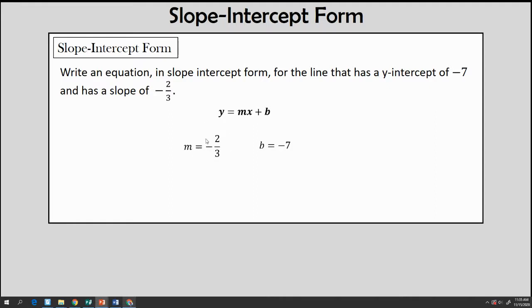So in place of m, I'm putting negative 2/3. In place of b, I'm putting negative 7, excuse me. And by the way, instead of writing plus negative 7, we write minus 7. All right. So this would be your answer. A line that has a slope of negative 2/3 and a y-intercept of negative 7 will be written like this in slope-intercept form. Pretty straightforward stuff.